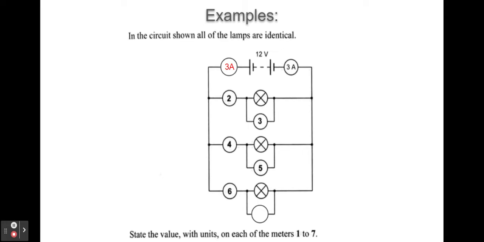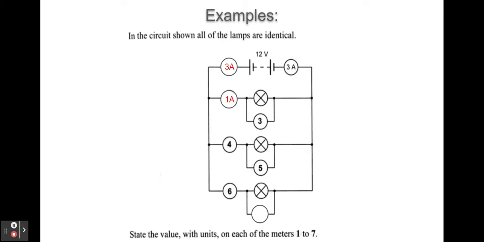But in a parallel circuit, the current splits. So if each of these lamps are identical, the current is going to split equally 3 ways. So a third of the 3 amps will go each way. So the current through the top branch will be 1 amp.